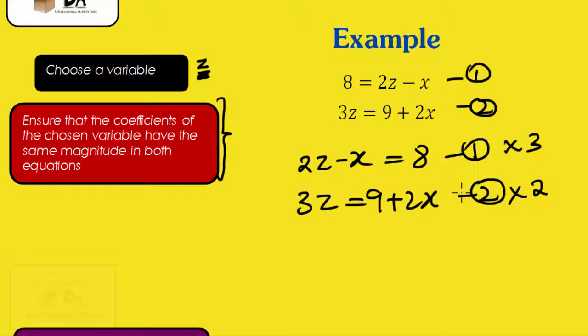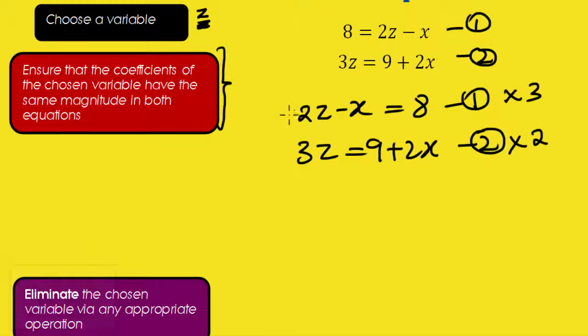So in case I didn't say this right, you multiply equation 1 through by the coefficient of z in the second equation, and you multiply equation 2 through by the coefficient of z in the first equation. This way we get equations with the same magnitude, as you see. Multiplying equation 1 through by 3 gives 6z minus 3x equals 3 times 8, which is 24.